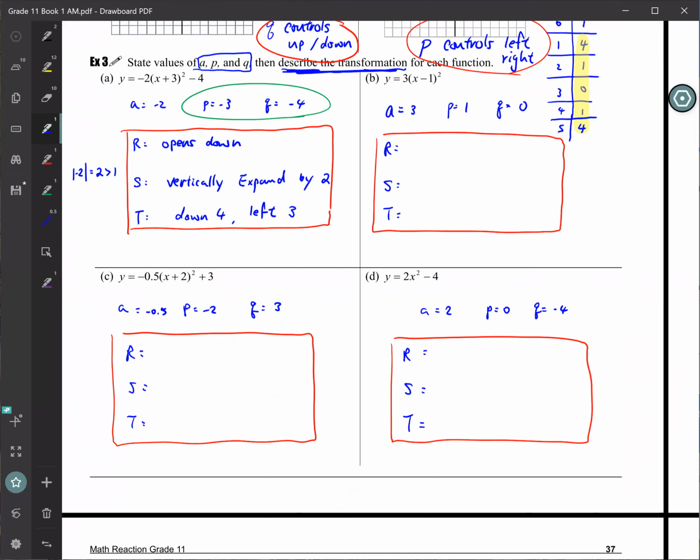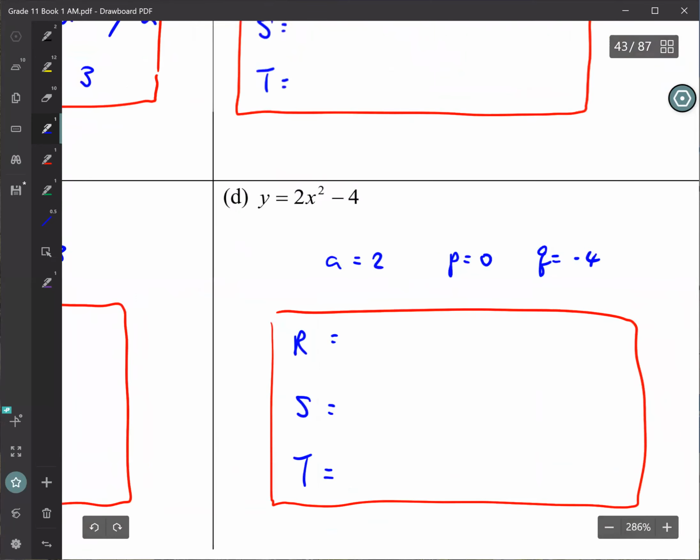Jason. Yeah, Nathan. For D, aren't you supposed to solve it first? Okay, for D, this one is already in the APQ form. If you think about the APQ form, it looks like this, right? And then if you plug in A as 2, P is 0 and Q is -4.